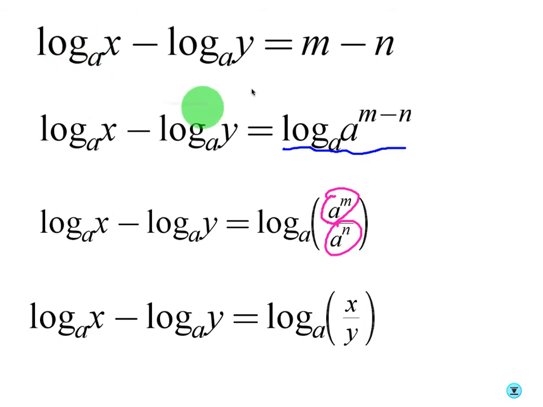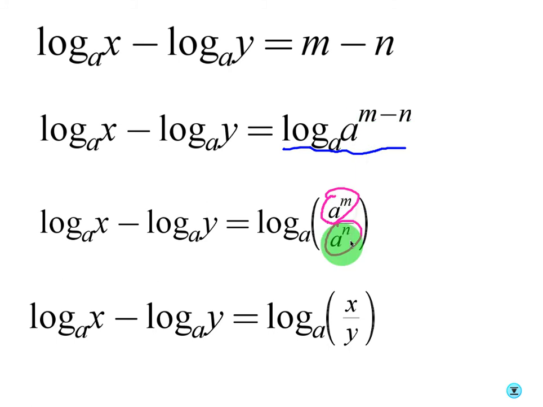If log base a of x equals m and log base a of y equals n, we can write this as m minus n. And then talking about yesterday, if you take log base a of a, it cancels out. You're just left with whatever the exponent is. So these two expressions are equal.